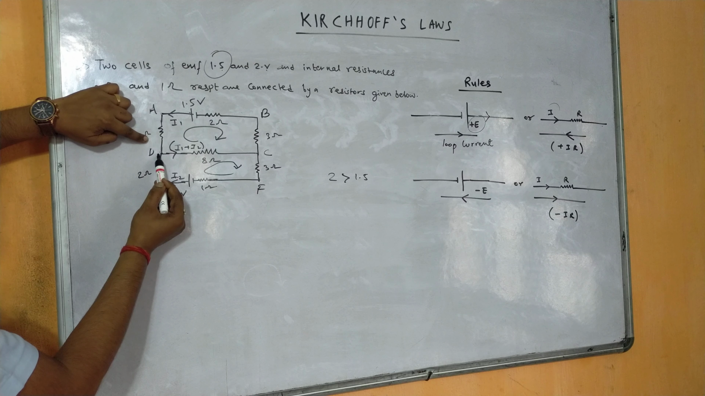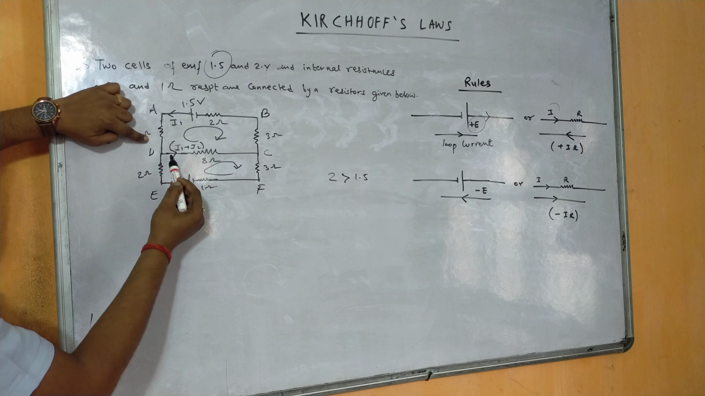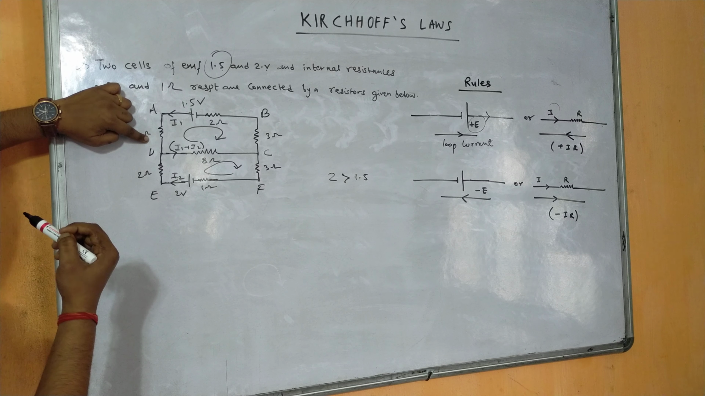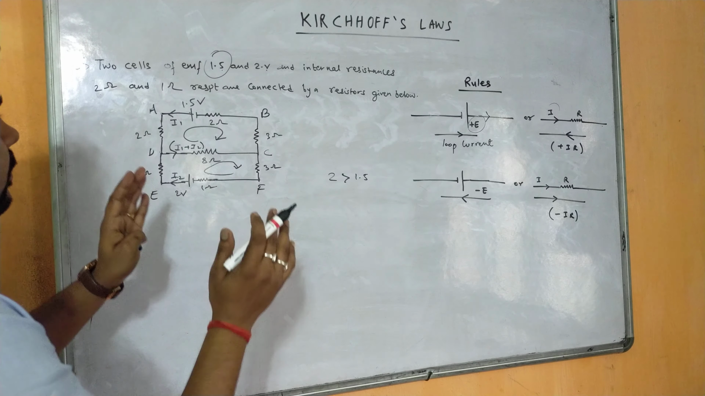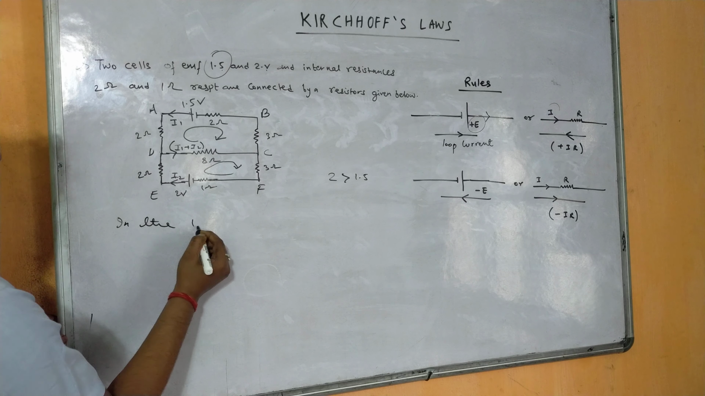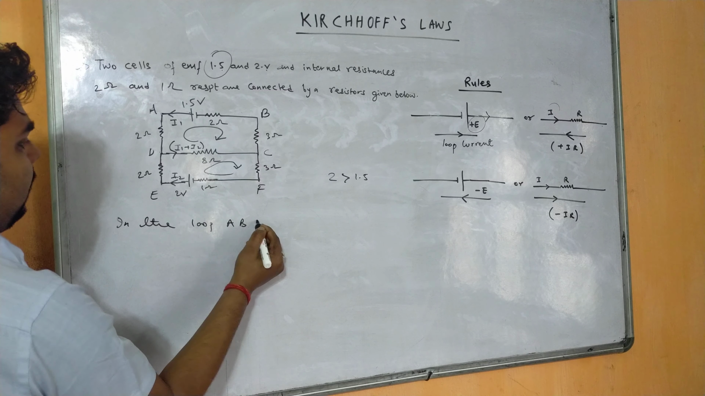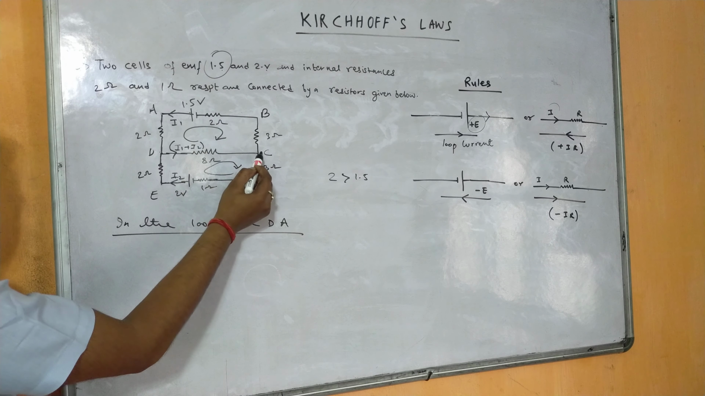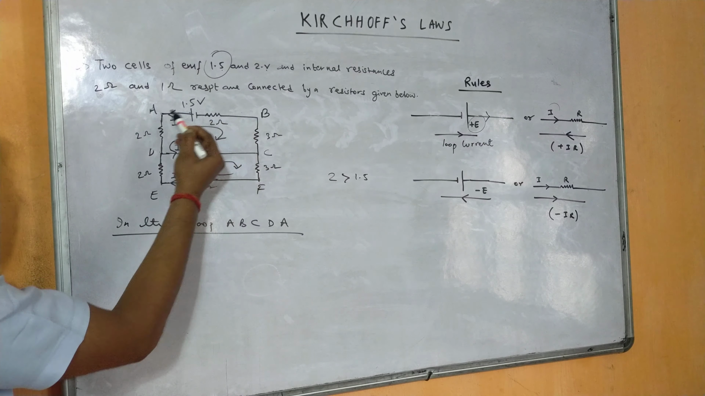Now from here I2 current is coming, from here I1 current, that is, total current passing through the 8 ohm is I1 plus I2. Okay, now we have to consider one mesh, that is one loop. In the loop A, B, C, D, A, this loop I am talking about.